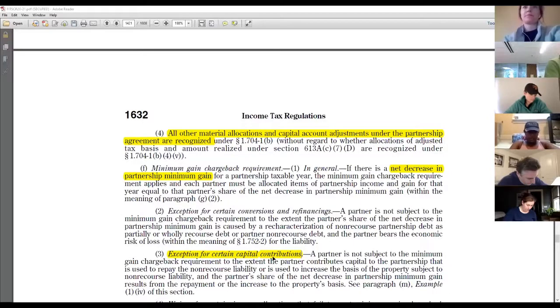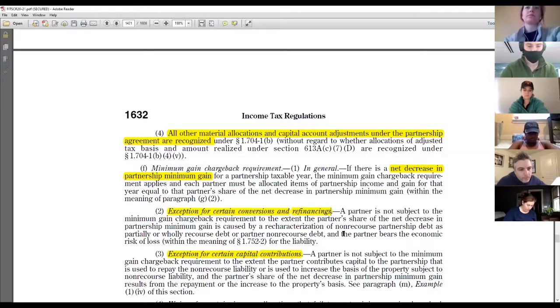So let's look at -2F again. Now the exception for capital, nobody's contributing any cash. But now we're in -2F2. So the partner is not subject to the minimum gain chargeback requirements to the extent that the partner's share of the net decreases in partnership minimum gain is caused by a recharacterization of non-recourse debt as partially or wholly recourse debt. G's minimum gain is going down by 40, and L's minimum gain is going down by 160.